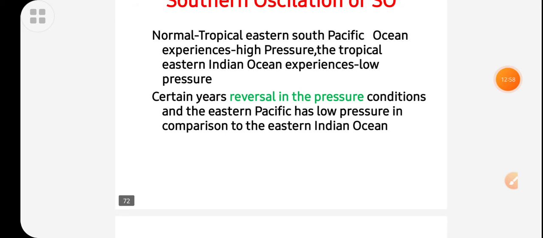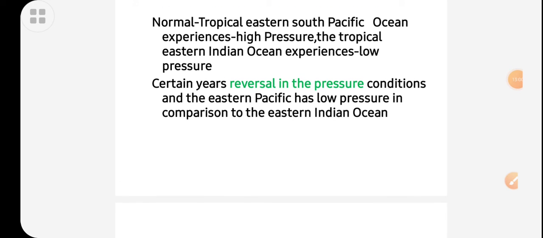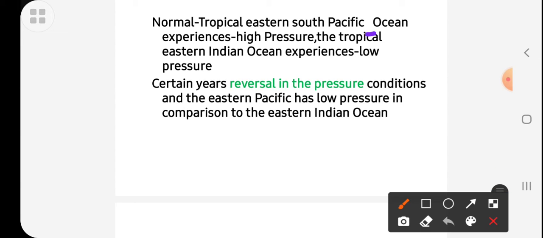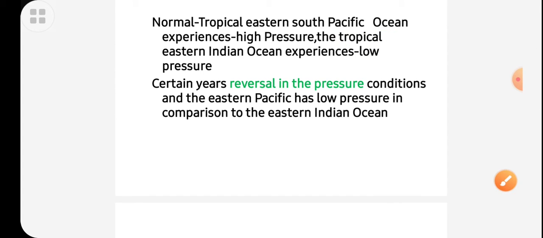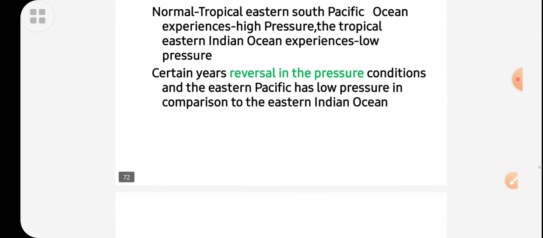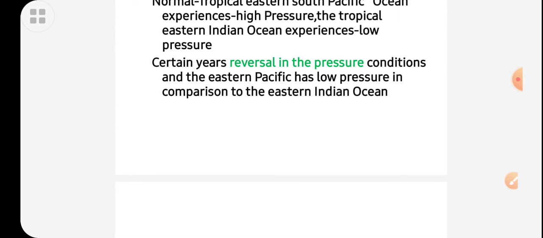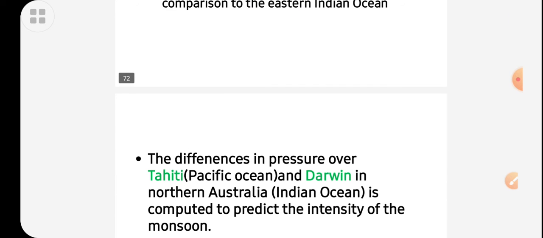So the normal tropical eastern and south Pacific Ocean experiences high pressure. I hope you are getting these words, because when you understand these words easily, you understand the diagram or concept. The eastern Indian Ocean experiences low pressure. In certain years there is a reversal in the pressure condition: the eastern Pacific has low pressure in comparison to the eastern Indian Ocean.